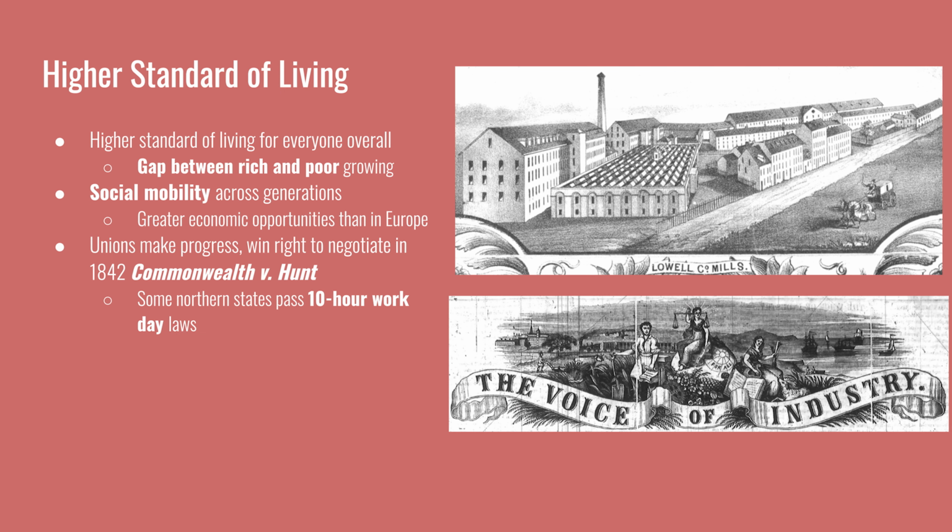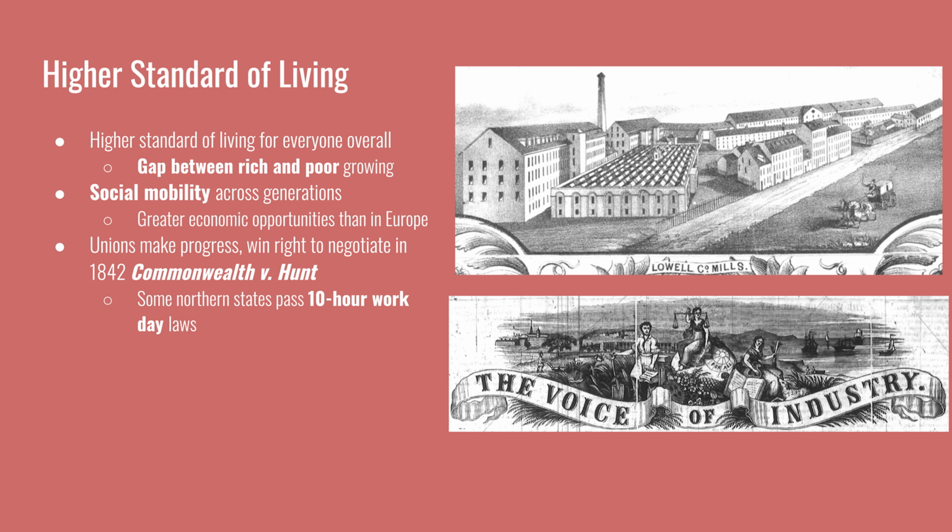The higher standards of living were true for everyone overall, but the rich were usually getting a greater benefit from this increase in standard of living. That means that the gap between the rich and the poor was growing. Social mobility, the ability to increase wealth across generations, was possible, but rare to happen within just one generation. It was unlikely that one person could start at a low economic level and make it to the very top all within one lifetime. However, there were still greater economic opportunities in the United States than there were in Europe.